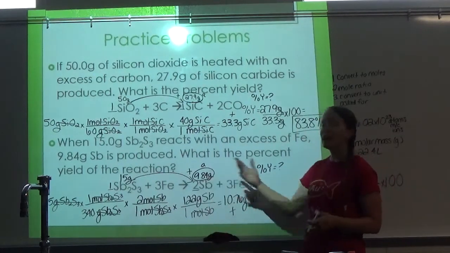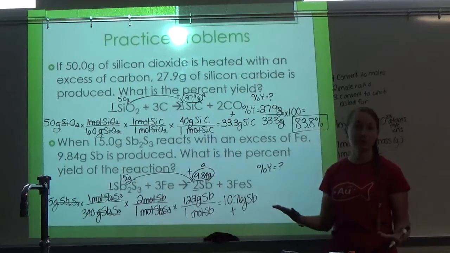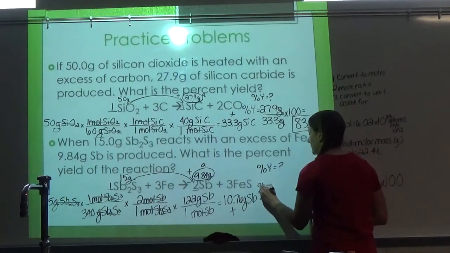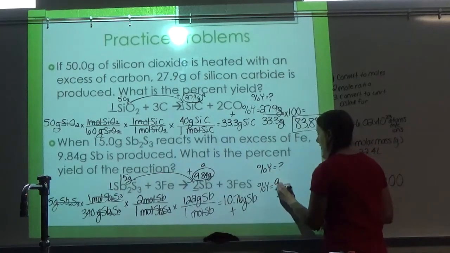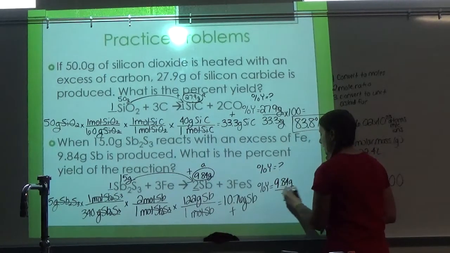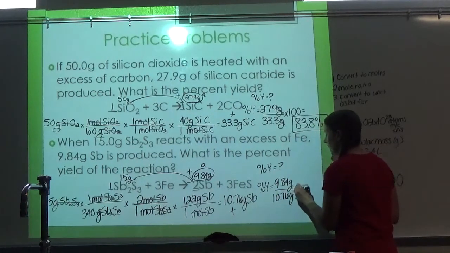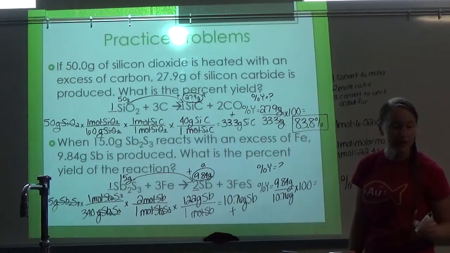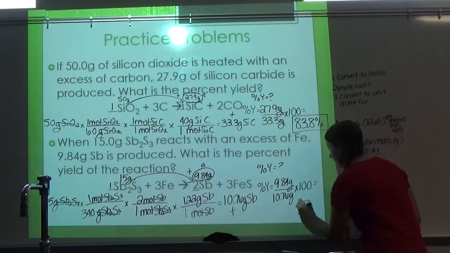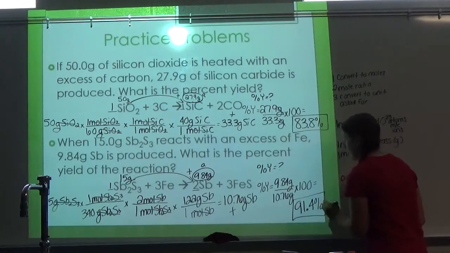So we made 9.84 grams. We should have made 10.76 grams in a perfect world. So last step is to calculate percent yield. So percent yield is my actual, which is my 9.84 grams, divided by my theoretical, which is 10.76 grams, times 100. And so then I end up with 91.4%. And that's it.